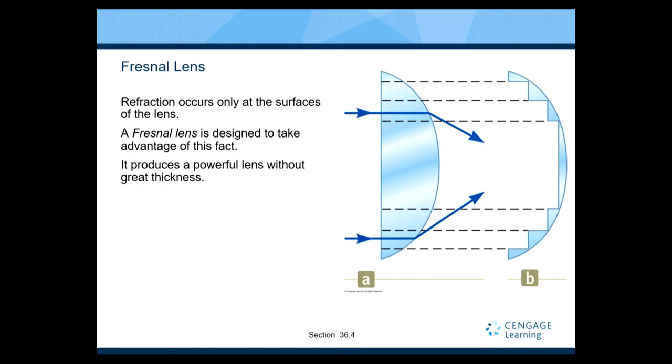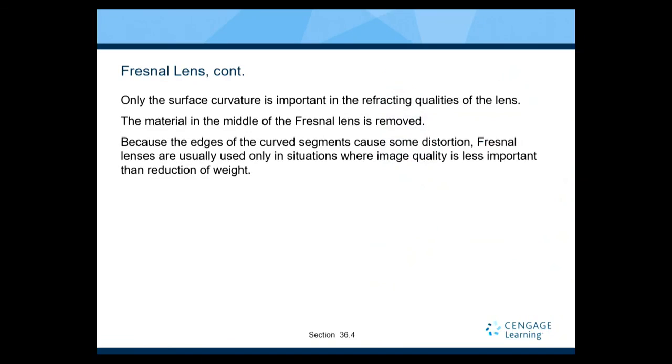Now, we can force things to do weird things, and that's what the Fresnel lens does. Refraction occurs only at the surfaces of the lens, so we can use a Fresnel lens and build a lens that is very powerful without using an incredible thickness of the glass. So that's kind of a neat way to look at it. So Fresnel lenses are fun.